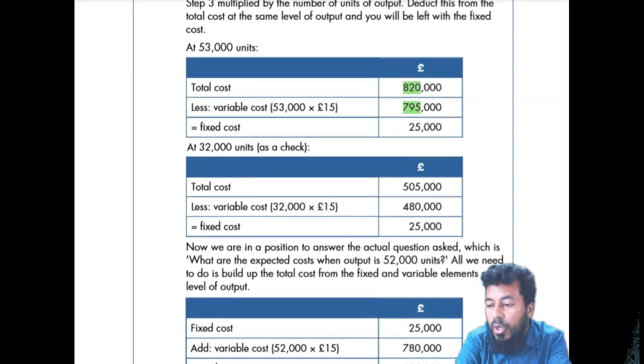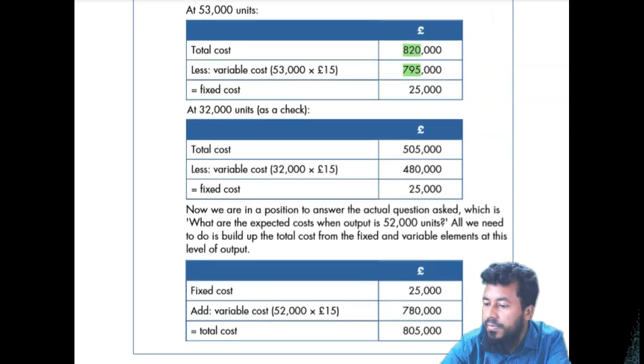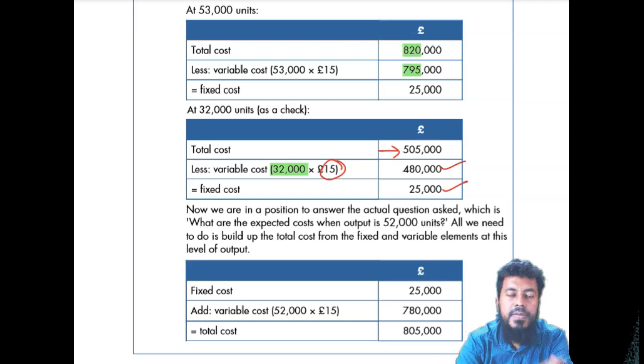If you want to know how to do it with the lowest activity level, the lowest activity level is 32,000 and the variable cost is 15 per unit. The total cost given is 505,000. Variable cost is 480,000. Again, fixed cost is 25,000. As you know, fixed cost will remain fixed whatever the level of activity is.